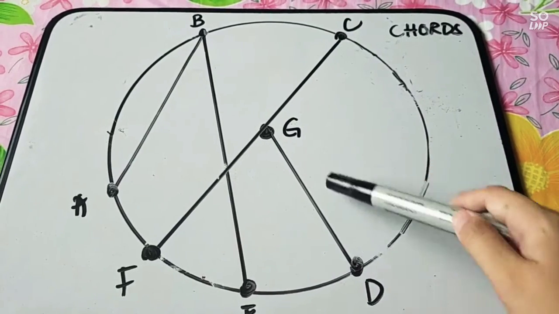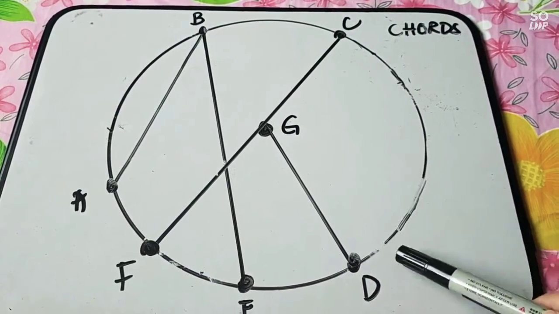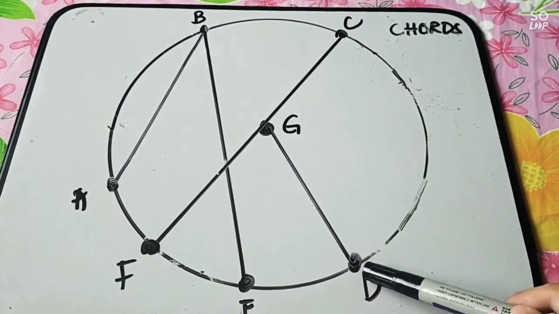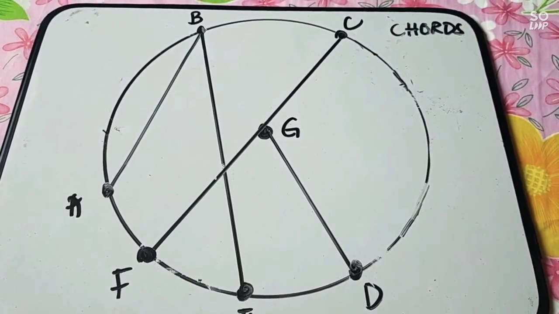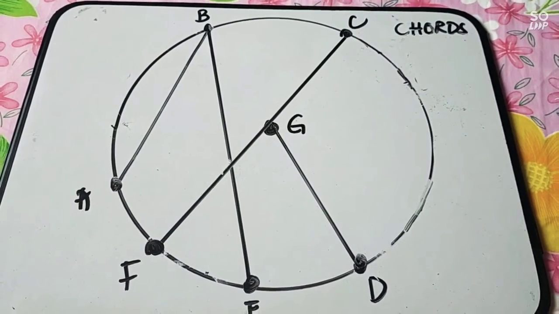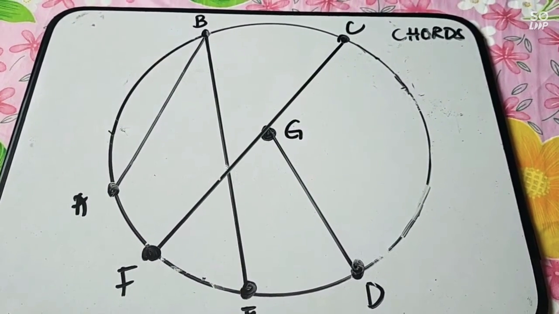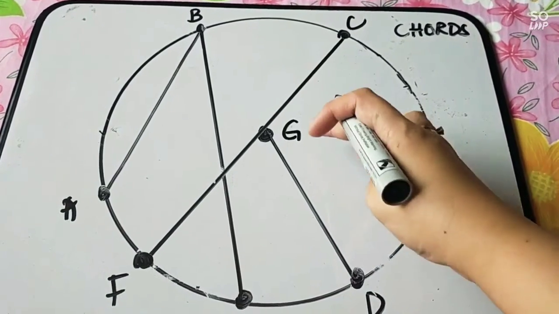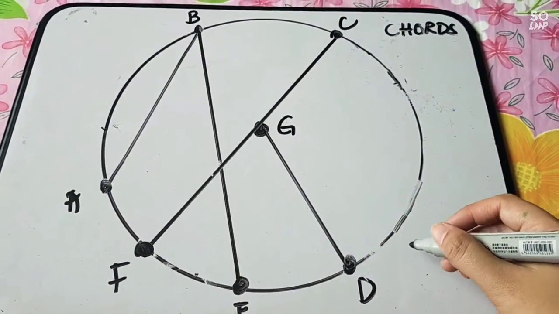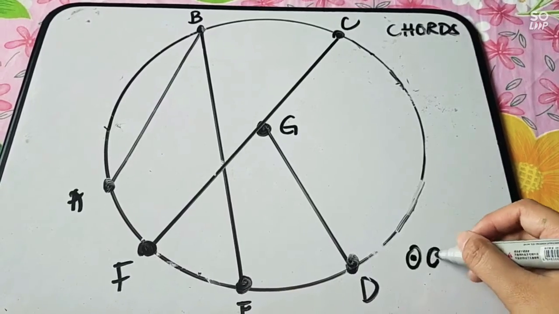Ma'am, what is GD? Si GD, ano ba ulit si GD? From the center to any point of a circle, ang tawag naman sa kanya ay radius. Is it clear? Now, let us name what is the name of the circle. Obviously, our center is point G. Therefore, the name of the circle is circle G.